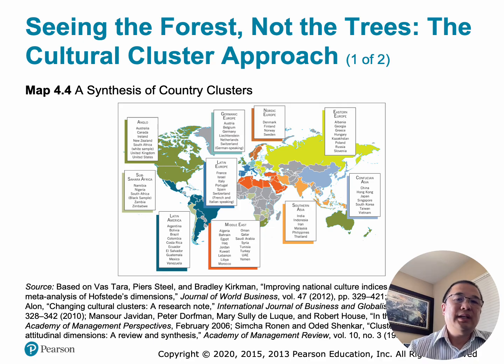So here are some key cultural clusters on the map. Anglo cluster. This would be the United States, Canada, United Kingdom, Australia, and New Zealand.